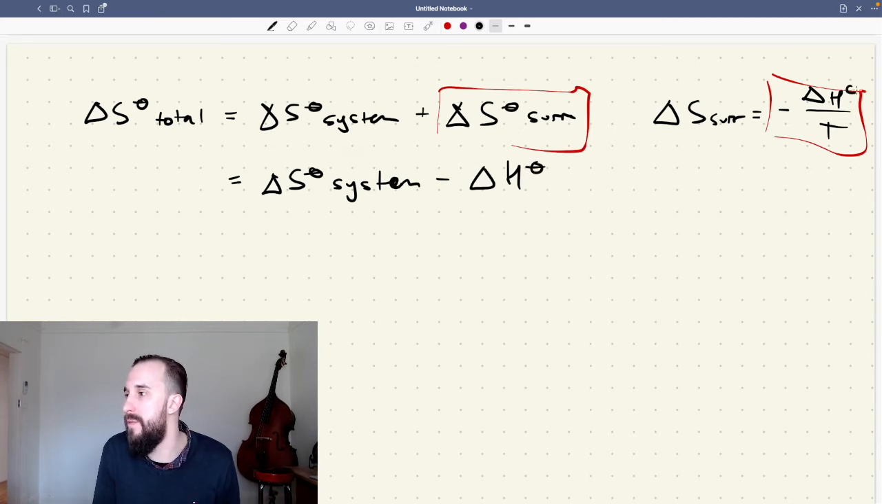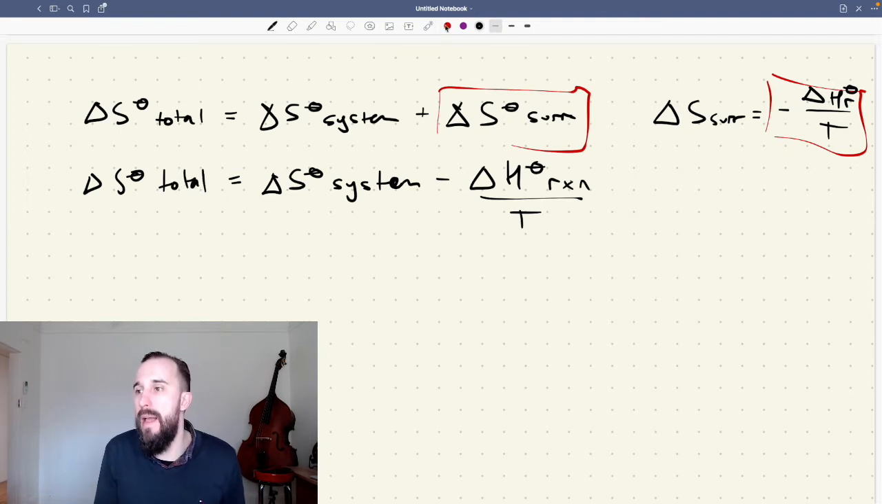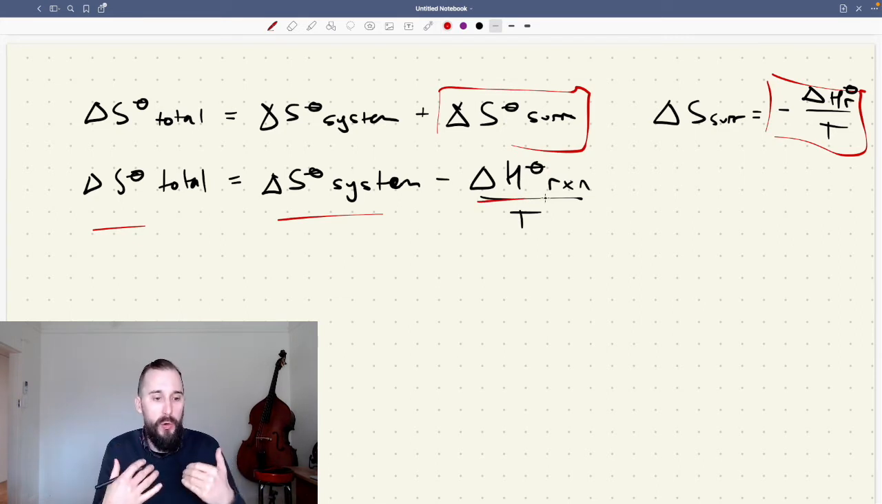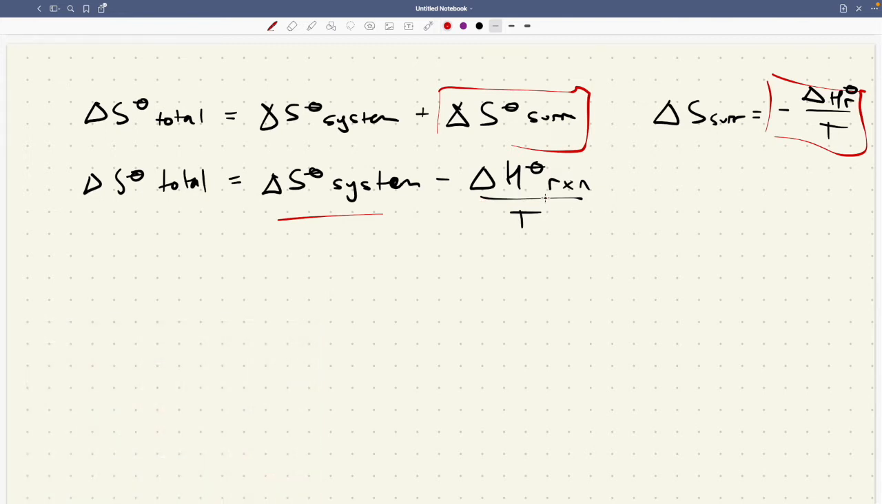I'll be a bit more consistent with my pluses and my signs here. Delta H of the reaction divided by the temperature. Excellent. So this is very, very useful because what we've done is, if I rewrite my delta S of the total here, we've now linked entropy changes and enthalpy changes all into one equation, which becomes super useful for reasons we'll explore in just a moment.